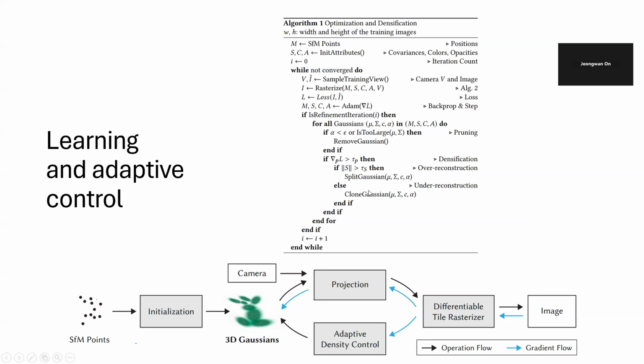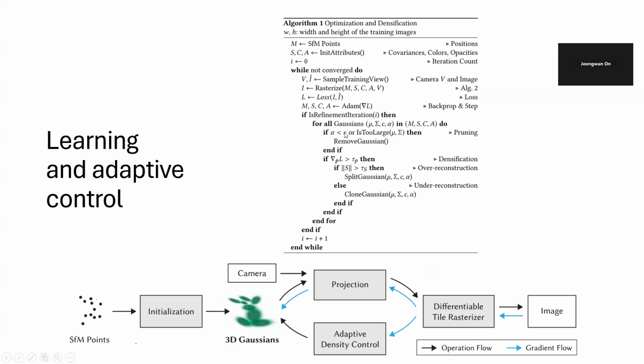So here we can see the code. While we do not converge, we get some camera angle and image. We rasterize the Gaussians, calculate the loss, and do the gradient descent with the Adam function. We will do the adaptive density control every 100 iterations. So here we go over every Gaussian.